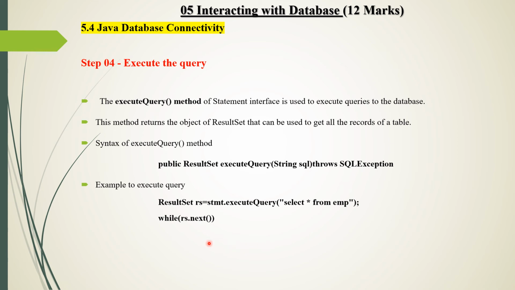Then while rs.next, then System.out.println rs.getInt(1) or rs.getInt(2). This code may be different, but remember this syntax. According to your requirement, the next code is changed. This code is very important: ResultSet rs = stmt.executeQuery, and in the brackets we pass the query, the database query.